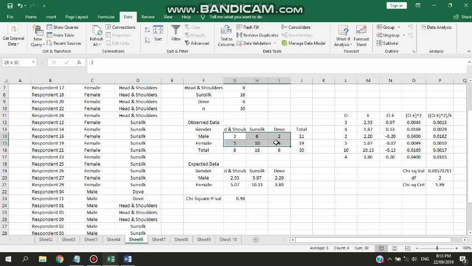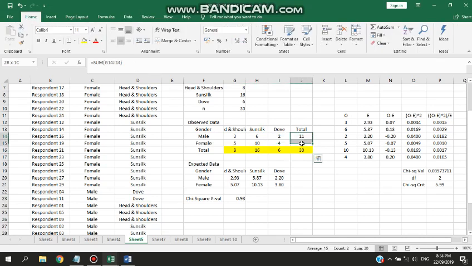So, this is for observed data. This is the range for observed data. This is the total. As you can see, you can do this manually, or you can do this right here. So, for expected data, 8 times 11 divided by 30. Expected data under Sunsilk and male is 16 times 11 divided by 30. So this is the expected range.